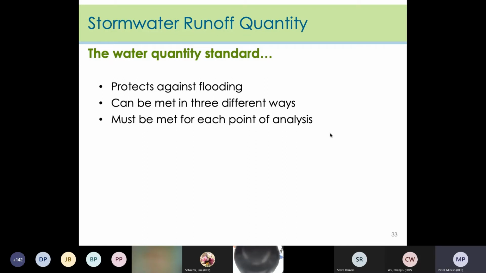It is important to note that the reviewer must make sure that all points of discharge from the site meet the water quantity standard, and if not, the project is not going to be compliant.